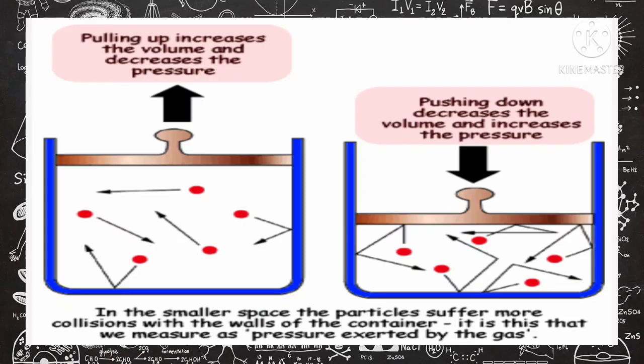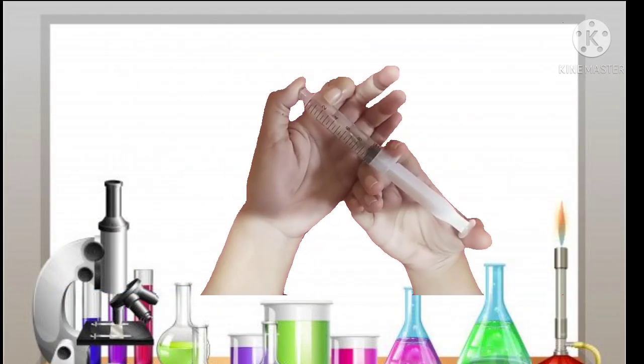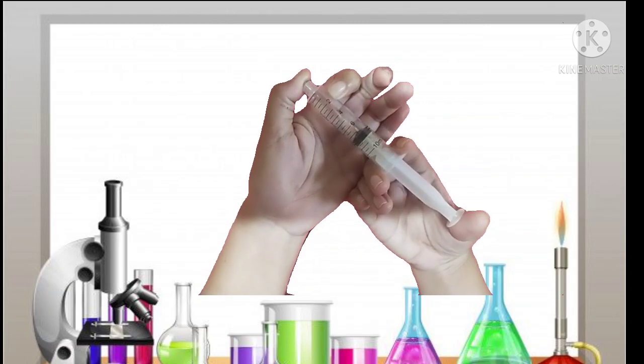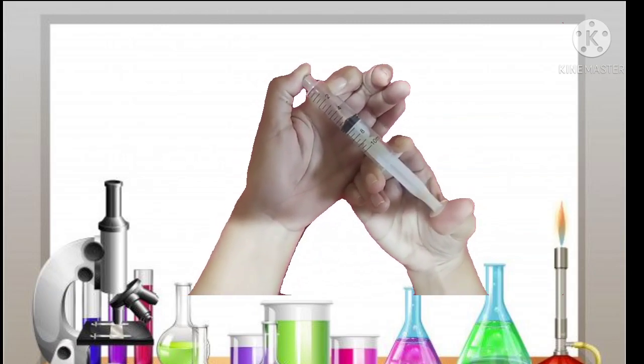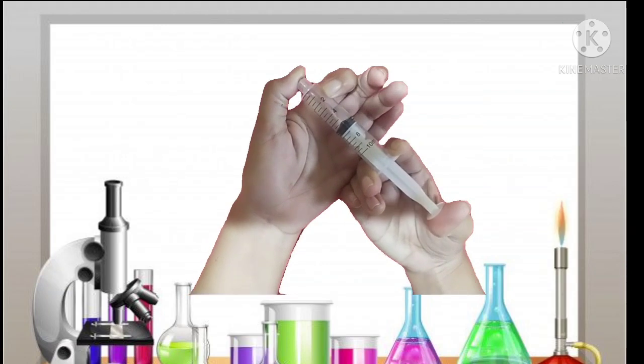This picture also shows how the pressure changes with a change in volume. Imagine a syringe filled with gas particles. When you push the plunger, the volume of free space inside the syringe decreases. Since there is a decrease in the free space inside, the gas particles will collide more often with the walls of the syringe, making the pressure inside increase.